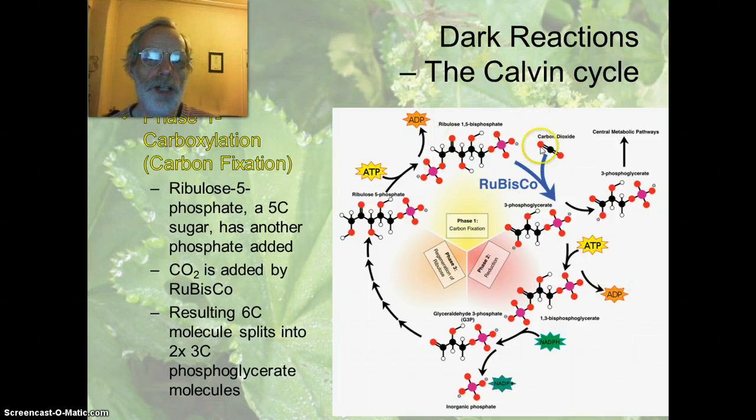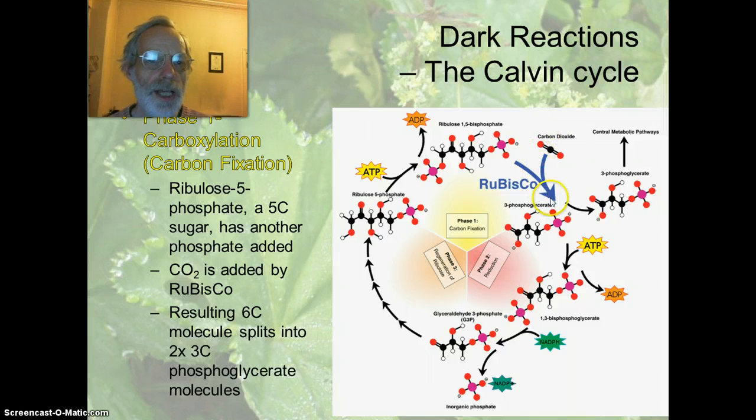First we'll have a look at the dark reactions of photosynthesis. This is a cycle of reactions that takes place in the stroma, in the juicy part inside the chloroplast. We'll have a look at a chloroplast in a minute just to see where we are, but in the meantime let's have a look at this reaction. It's in three phases. The first phase is the carbon fixation, and the starting point is this 5-carbon sugar, ribulose 5-phosphate. Has another phosphate added from ATP to make ribulose 1,5-bisphosphate.